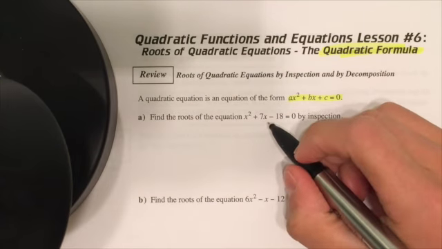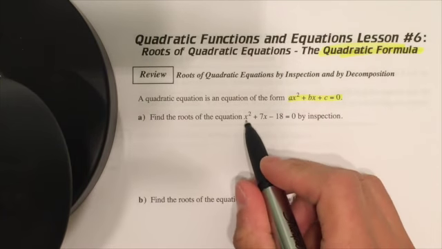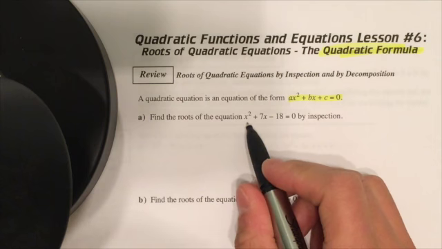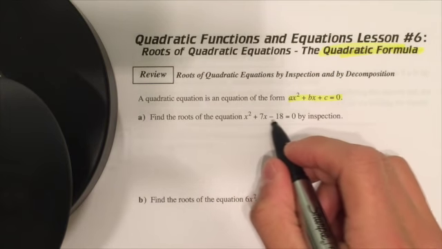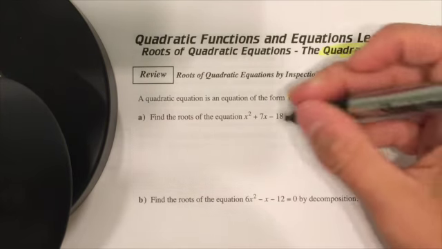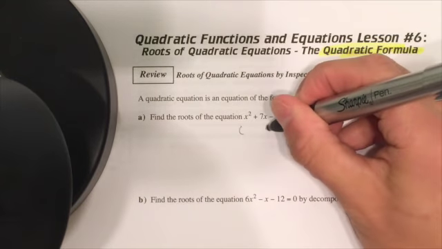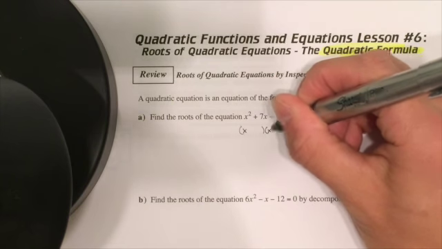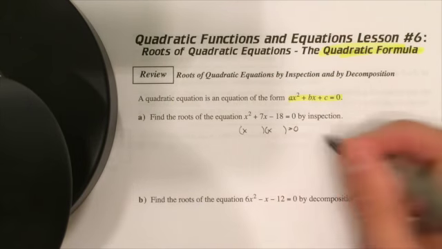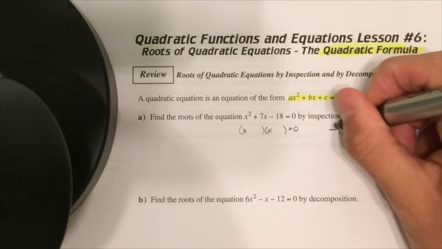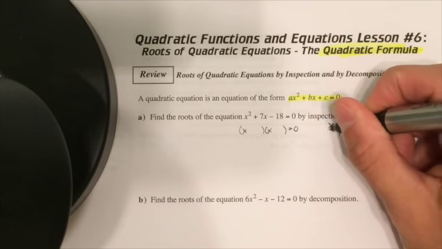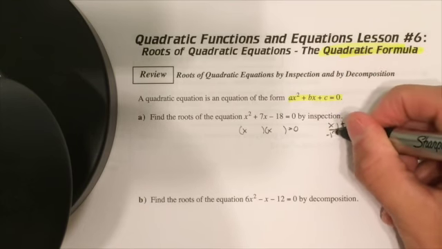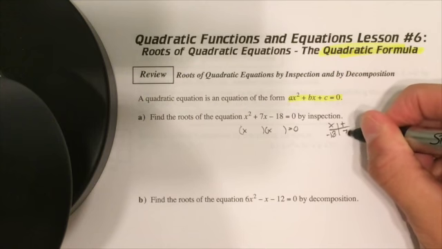Now, this first one is in that second form I just mentioned, x squared plus bx plus c, and it's going to take the form x squared plus 7x minus 18, and we want to find the roots using inspection. Basically we just want to find the roots by looking at this equation, and now we need to find two integers that have a product of negative 18 and a sum of positive 7.